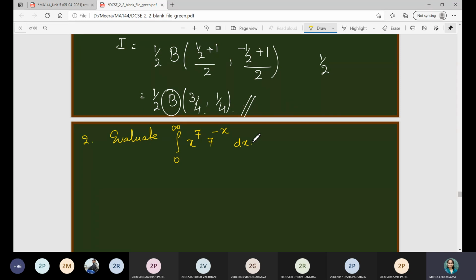But for the gamma function, the integrand has to be e raised to minus t into t raised to something minus 1, right? So we have to convert this integral into exponential form. x is the dummy variable over here, so x raised to something minus 1 has to be there, and this is in terms of e raised to minus something into x.